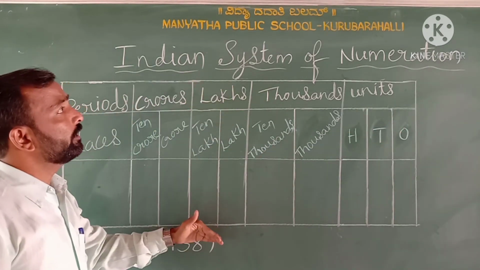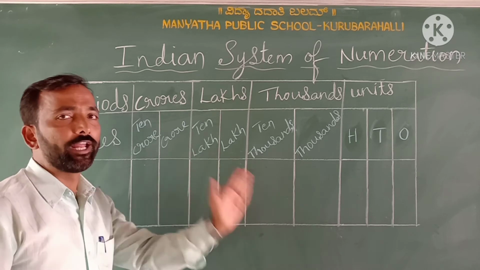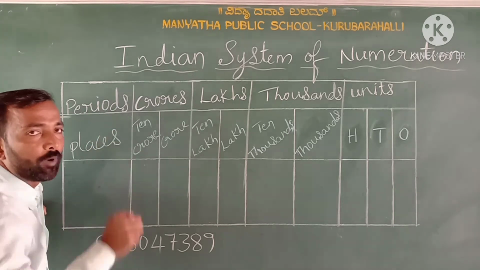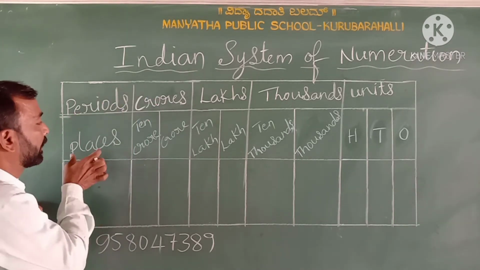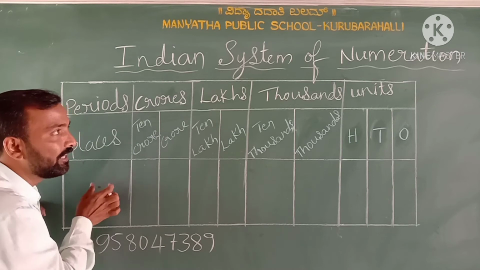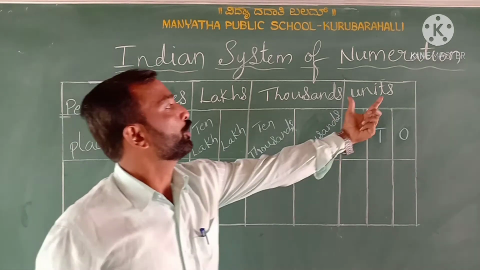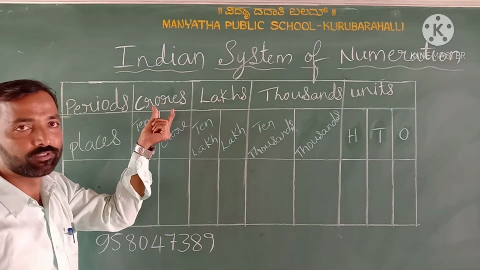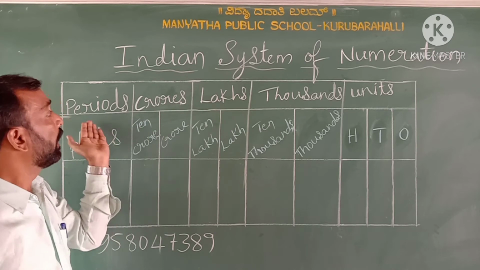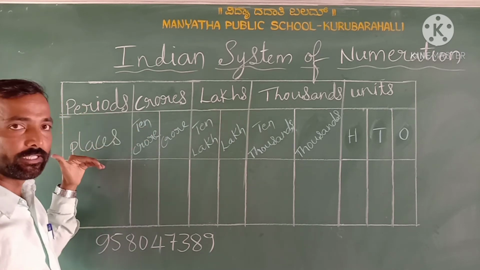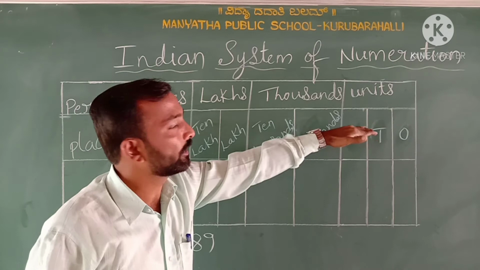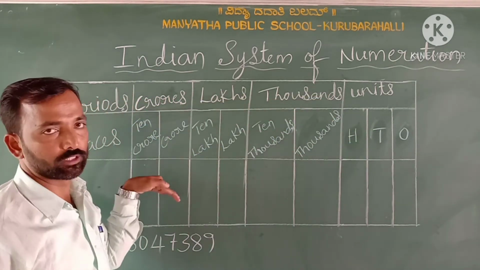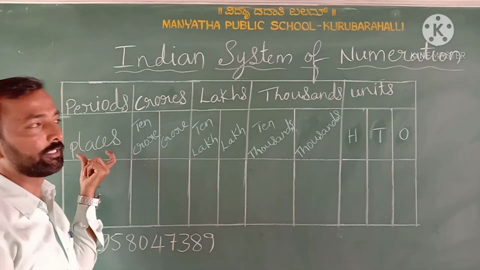The Indian system of numeration, the place value table. Here I divide the place value table into two parts. One is periods, the second one is places. In the periods column: units, thousands, lakhs, crores. Again, in the places, units are further divided, thousands are further divided, lakhs also and crores also. Now we go to the places.